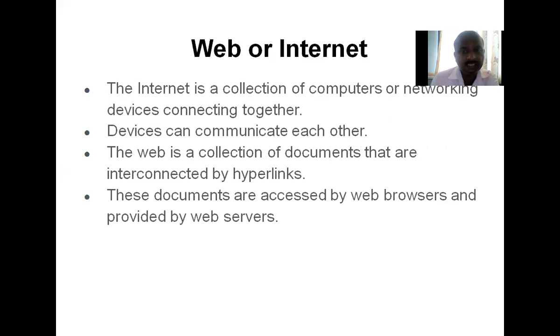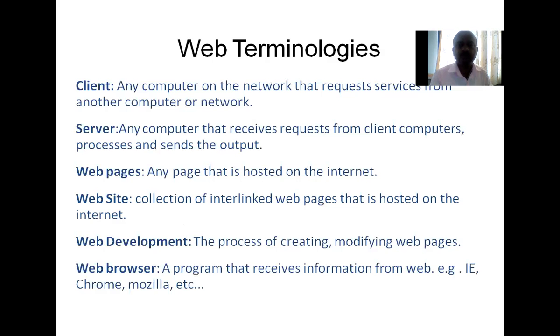So the internet is a collection of computers or networking devices connected together. Devices can communicate with each other through the internet. So the web is a collection of documents that are interconnected by hyperlinks, and these documents are accessible by a web browser and provided by web servers. There are different web terminologies such as client, servers, web pages, web development, and web browsers, which we have seen.